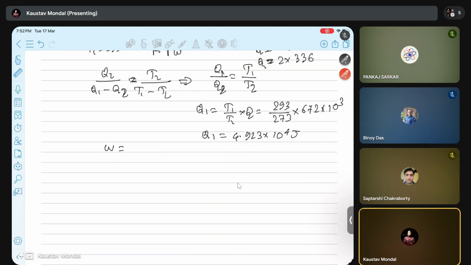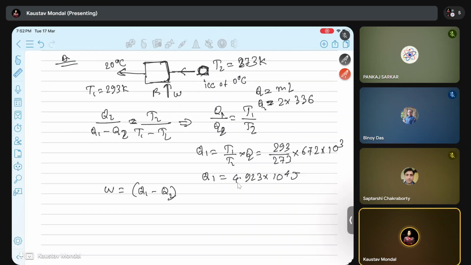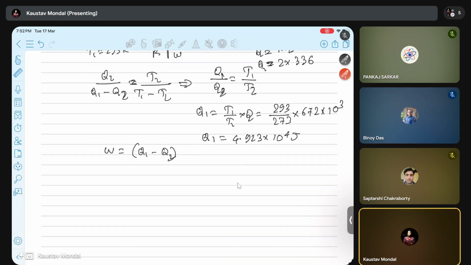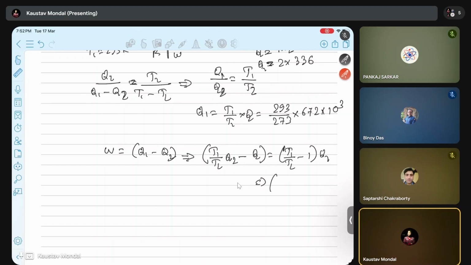So work done W is Q1 minus Q2. This W I have to calculate, that is nothing but Q1 minus Q2. So if you calculate Q1 minus Q2, it is T1 by T2 minus 1 into Q2, so 293 by 273 minus 1 into Q2.